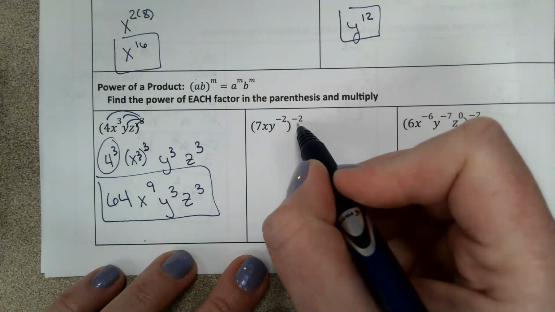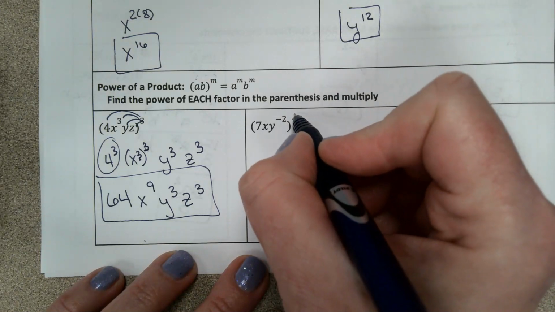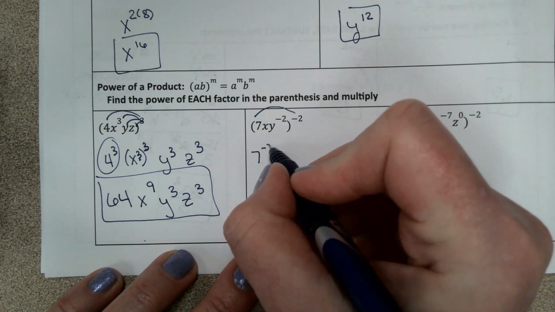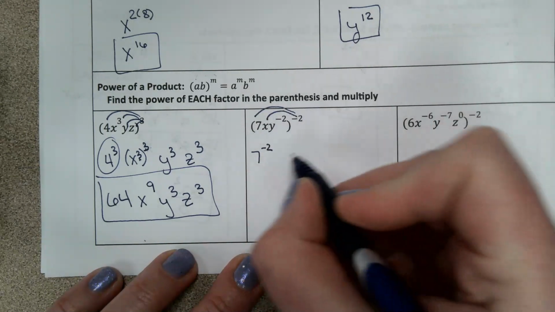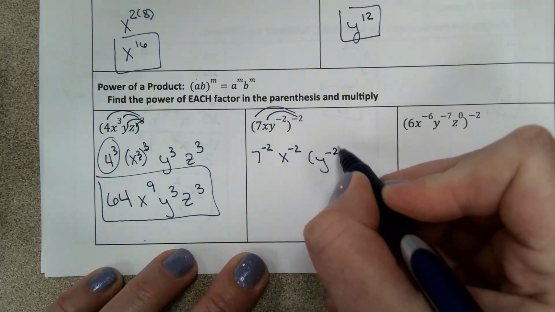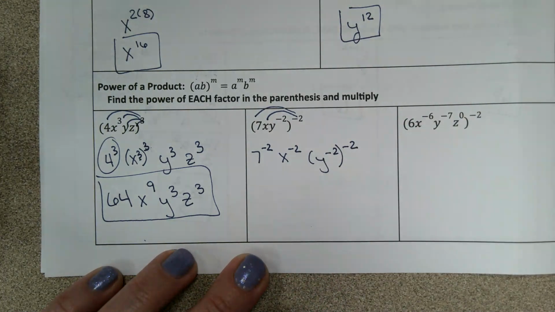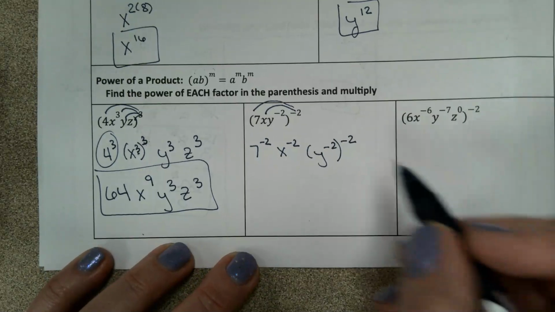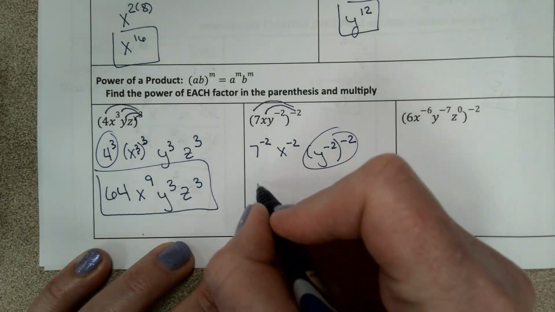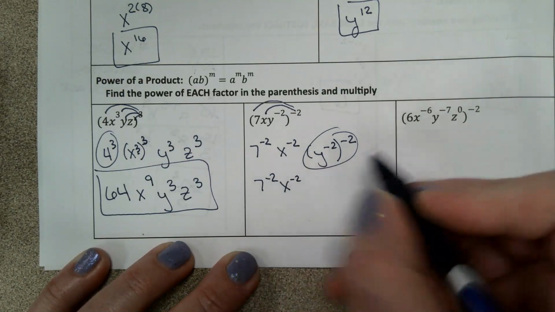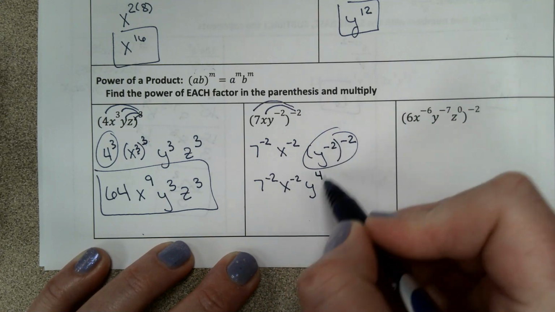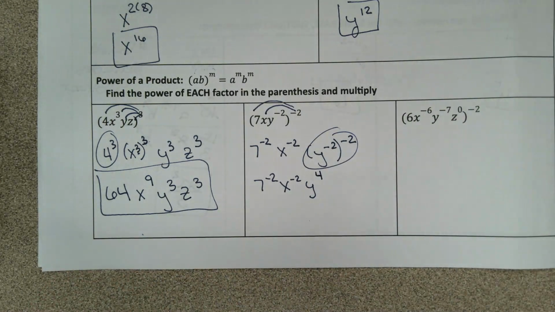All right, so now I have an exponent of negative 2. I'm going to distribute it to every single term. So now you have 7 to the negative 2. You have x to the negative 2. And then you have y to the negative 2 raised to the negative 2. So I'm going to deal with this first. When you have an exponent to an exponent, we multiply them, and negative times negative goes positive 4.